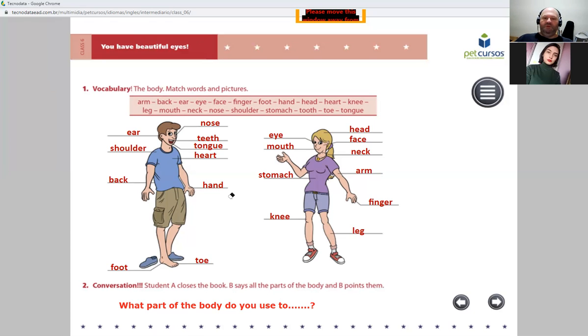What part of your body do you use to write? I used to write in my hand. Yes. Very good. And what part of your body do you use to listen to music? I use my earrings to listen to music. Yes, your ears. Okay. What part of your body do you use to taste food? I use my tongue. Yes, your tongue. Okay, perfect. Very good. Let's go on.